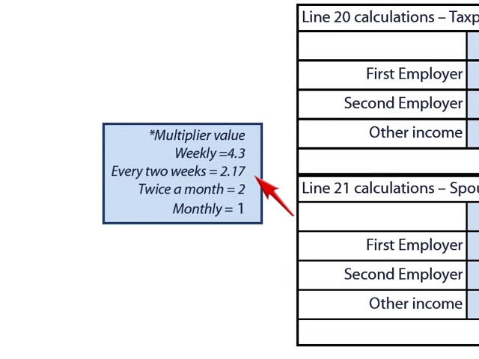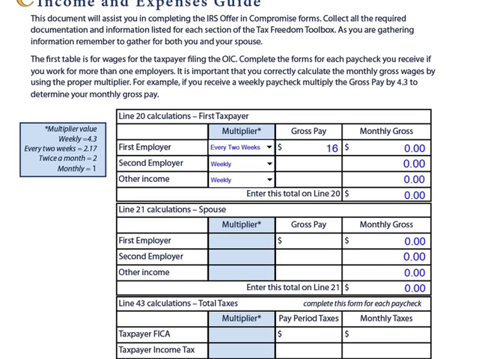Every 2 weeks has a little bit different multiplier, Rick, because every once in a while there's a month that has 5 weeks. So my multiplier is 2.17, and I just enter my gross pay, multiply it out, and that becomes my monthly gross. Correct.